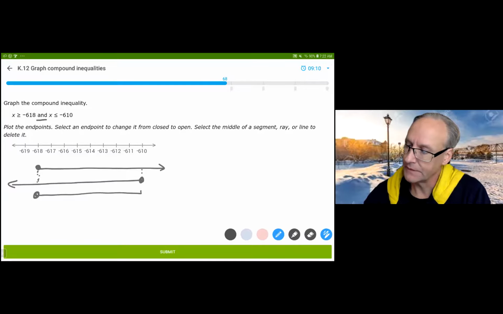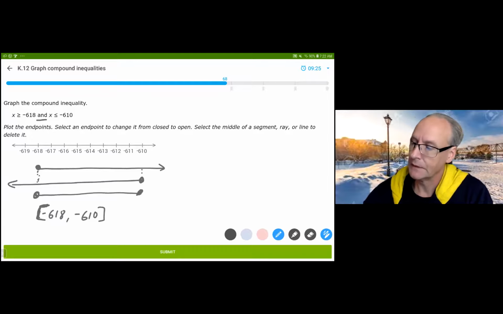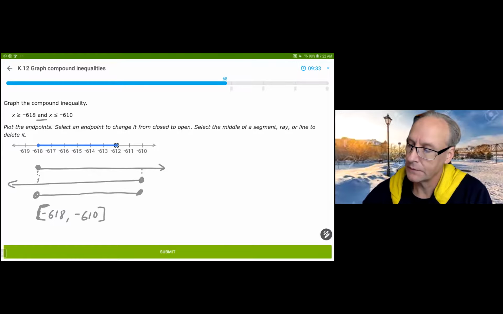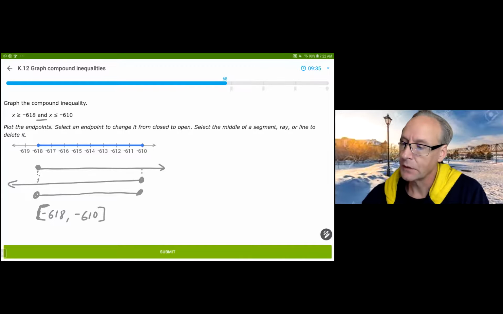So we're talking about these guys, which goes from negative, oops, sorry, it's a bracket, from negative 618 up to negative 610 inclusive. That's another way of saying that. And there we go.